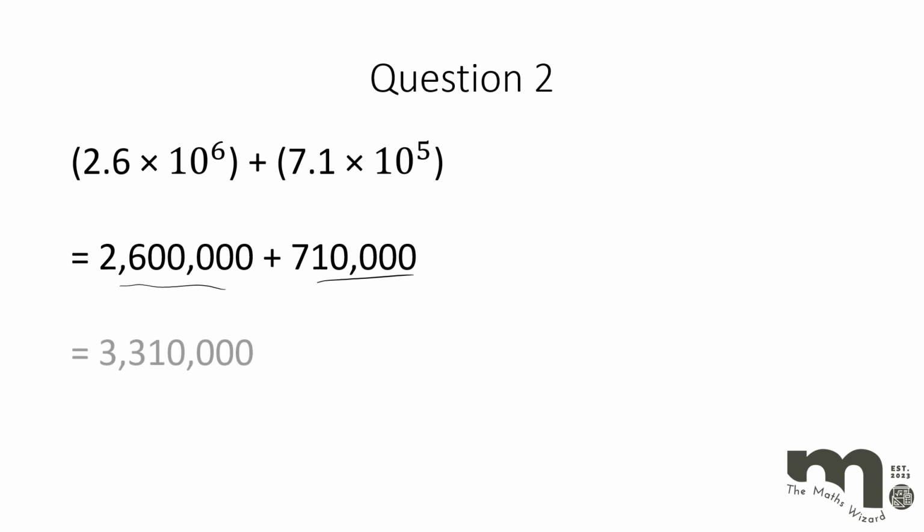If you add those together, you get 3,310,000, which as a standard form number is going to be 3.31 times 10 to the power 6. So we've got a 3 there, 0.31 after that, and then we're going to have 6 digits after the decimal point, just 6 digits there after that 3. So that's why we have a power of 6.